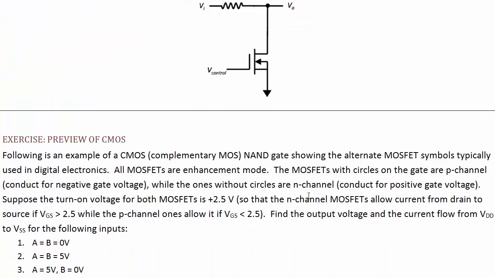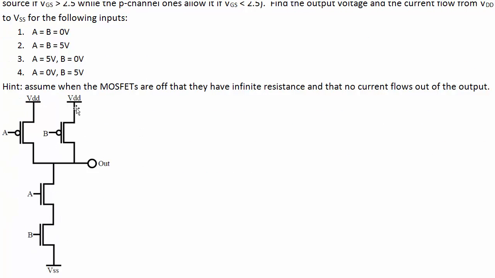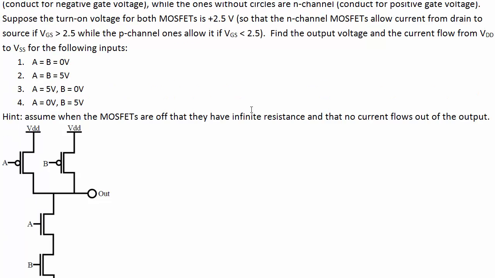Okay, here's a preview of CMOS. This is what we're going to get into in the next set of topics. Once we get into chapter 7, this is the foundation of digital logic, complementary metal oxide semiconductor, complementary MOSFETs. Here's a complementary MOSFET NAND gate. A NAND gate is supposed to output not the AND of the inputs. The AND of the inputs would output a high only when both inputs are high. So a NAND should output a high unless both the inputs are high.